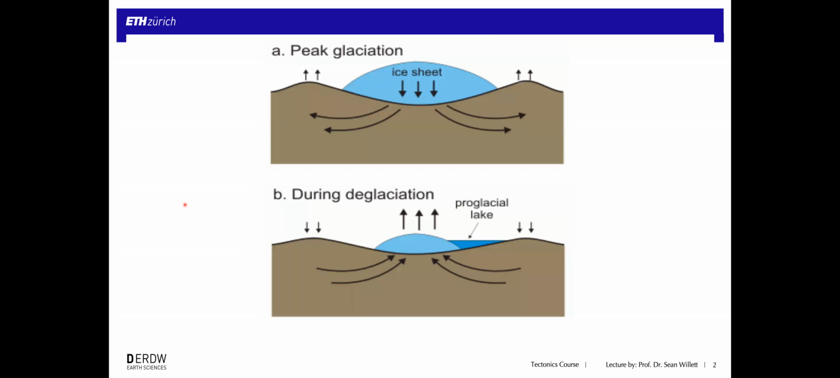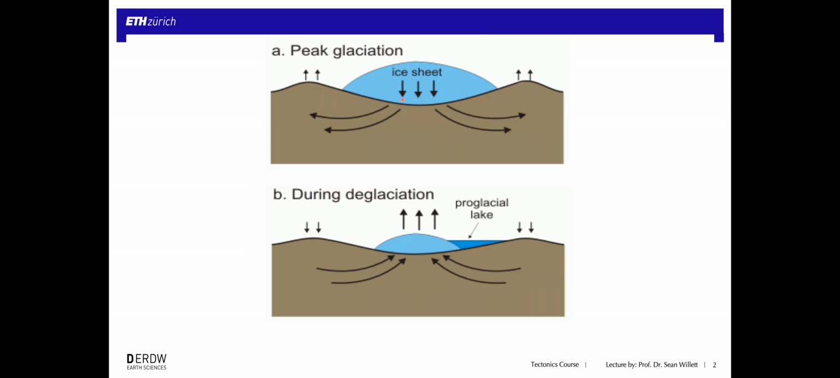So ice loading is a very nice example of surface loading of the lithosphere because the ice sheet forms independent of any other deformation of the lithosphere. So it's very clear that any vertical motions, at least in the neighborhood of an ice sheet that's forming, are due to the weight of that ice sheet.